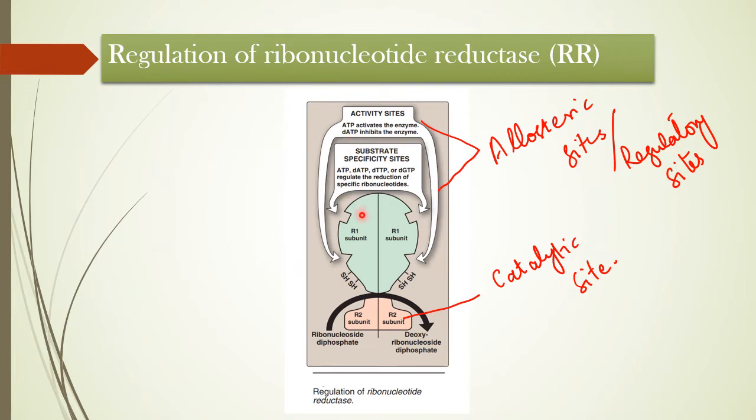Substrate specificity sites can bind to different substrates, and one substrate, when bound, can control the synthesis of another substrate. So the substrates that are specific for substrate specificity sites are ATP, dATP, dTTP, or dGTP. For example, if dTTP is bound to the substrate specificity site, then it will be making the other nucleotides, for example, dGDP.